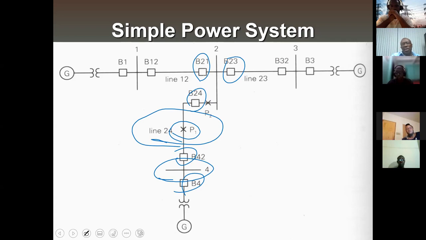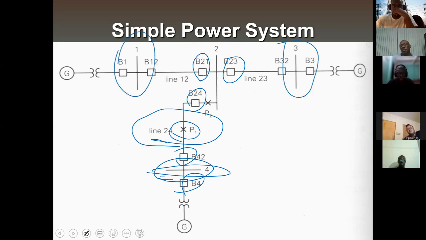If you had cleared that fault, only the customers associated with bus four would have a problem, though no customers are really connected to bus four, but for the purpose of our discussion. You with me? But if it escalates, the only people with power would be those on buses 1 and 3. And the question is, are we sure that these two generators can carry all the load that is on 1 and 3?